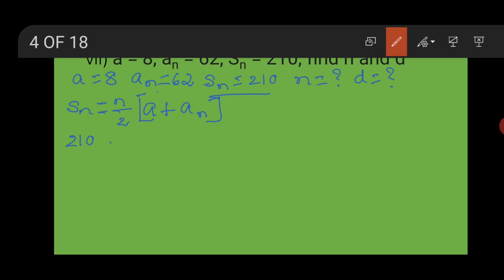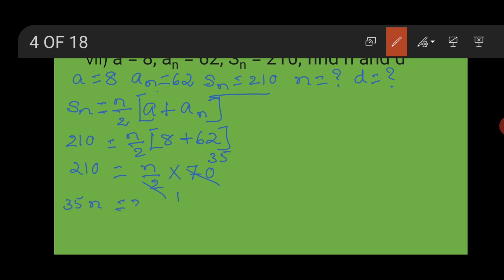S_n is equal to 210. The n value, do you know? No, it is unknown. So substitute the a value here: a is 8 plus the value of a_n, which is 62. Therefore 210 = n/2 into the sum of 62 plus 8, which is 70. 2 ones are 2, 35 are... So the n value is equal to 35. I will write like this.